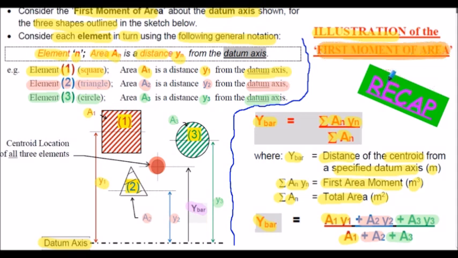This is a recap slide from that presentation, as the first moment of area is a quantity we require to calculate when determining the centroid position. So you may want to review this initial presentation for basic concepts of centroids and basic terminology before continuing with the current presentation.